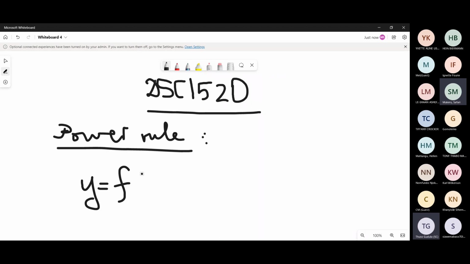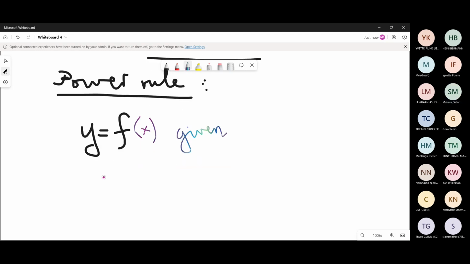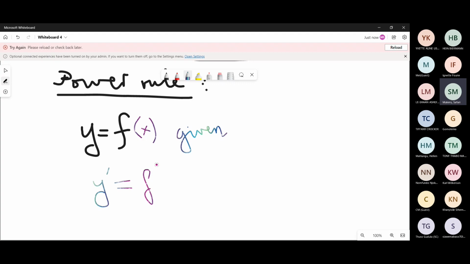You're on page 60, please. 60, okay. Assume I have a function of one variable f of x, and we are asked to find the derivative. This is given. Right. Now we are asked to find the derivative of the function f, or this is again f prime of x.